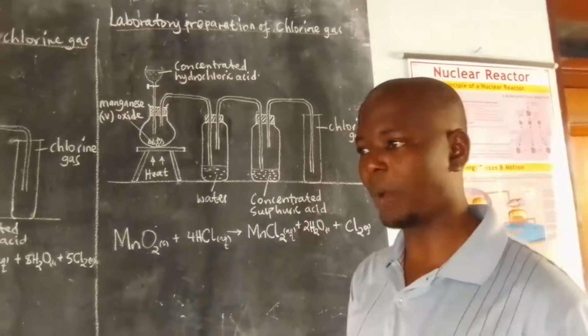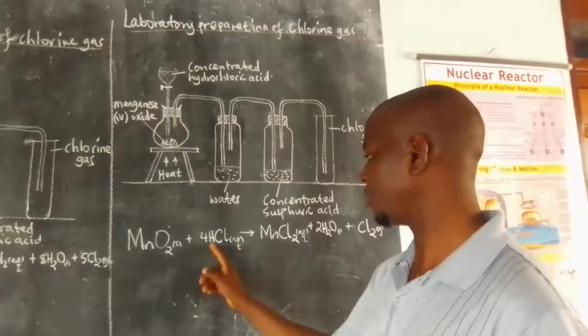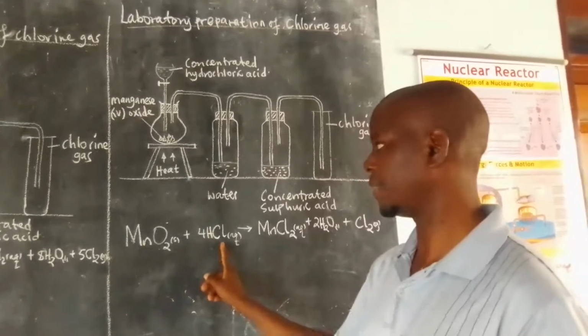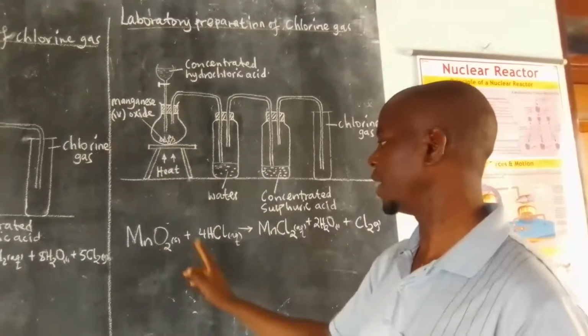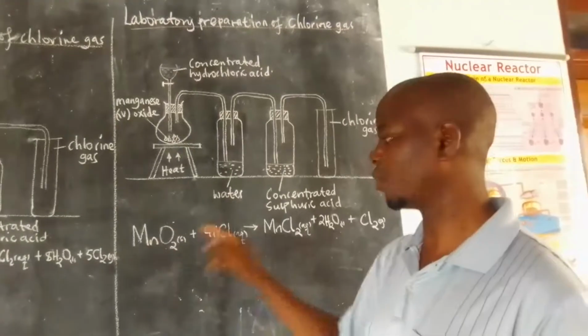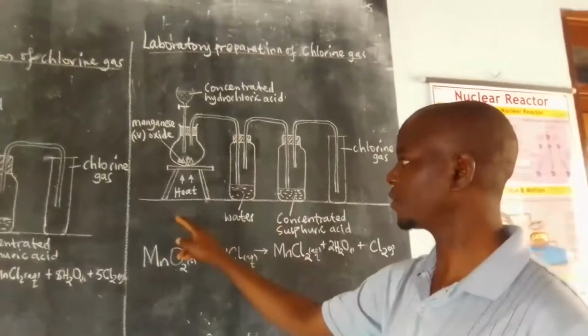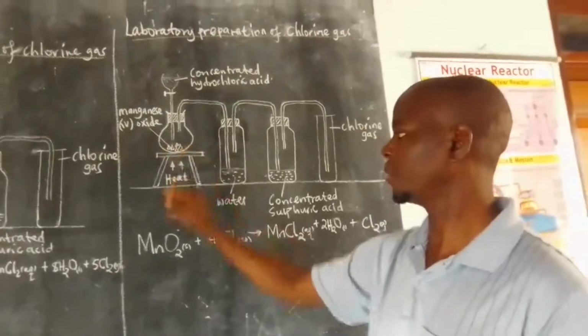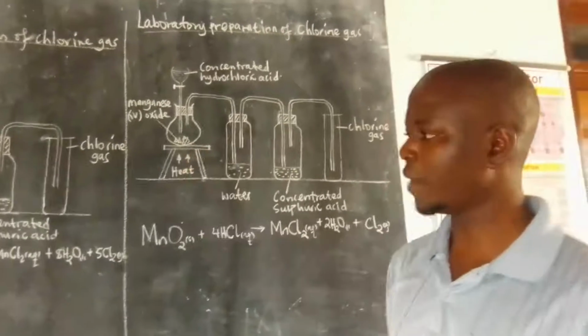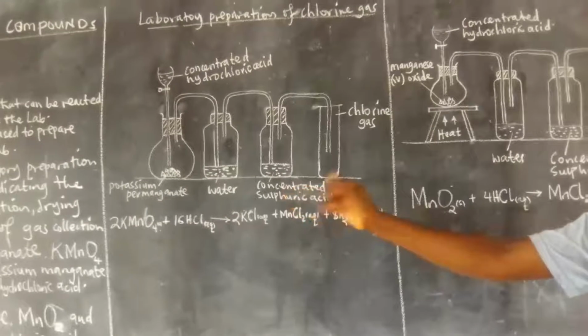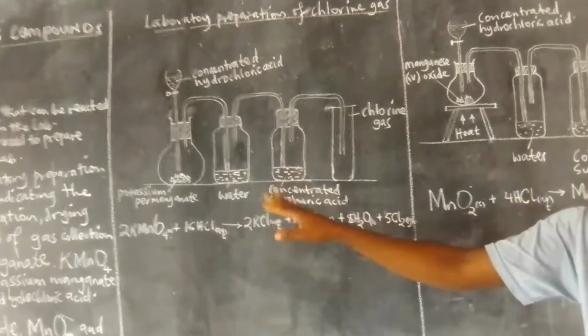It has less power, less energy of removing hydrogen from hydrochloric acid. Therefore, we have to carry out heating in order for manganese oxide to oxidize hydrochloric acid. When we are using manganese oxide, we use a round bottom flask because there is heating. When we are using potassium permanganate, we use flat bottom flask because there is no heat.